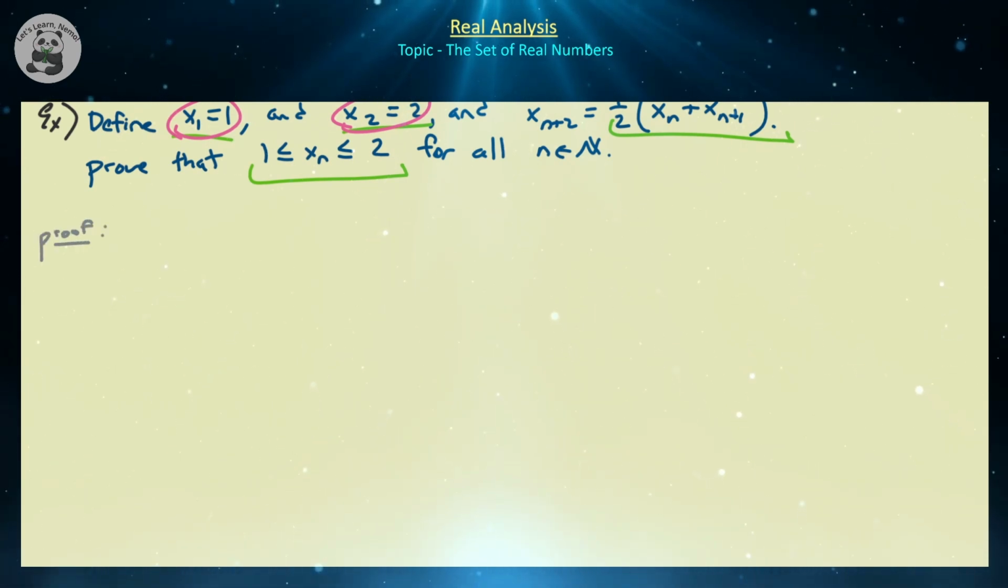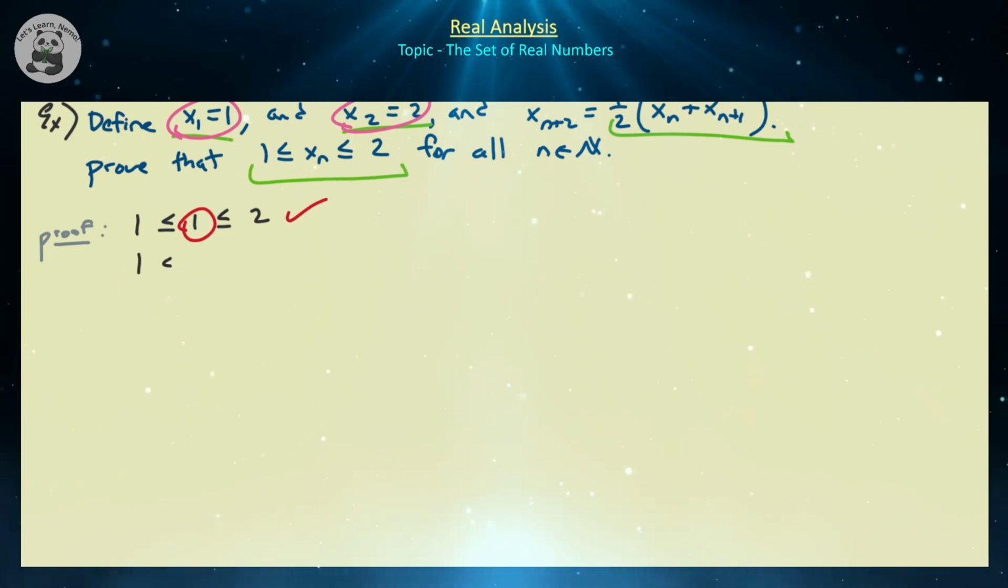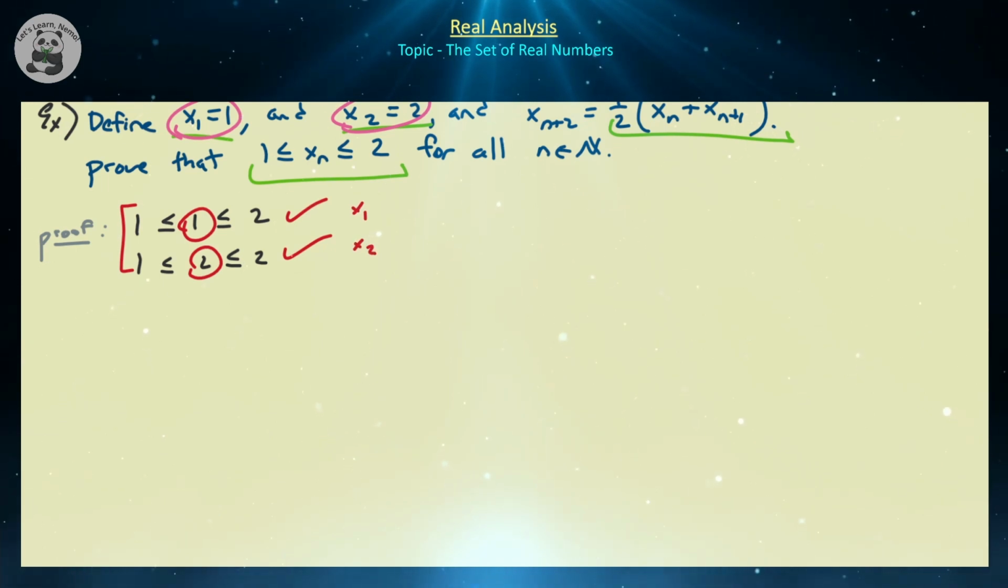So, proof. Let's start off with the basic principle of mathematical induction, showing that the base case is true, right? So 1 is less than or equal to x1 is less than or equal to 2. So 1, of course, is our target here, and that's trivially true. So let's do 1 less than or equal to the next term, 2, less than or equal to 2. So is 2 between 1 and 2? Yes, indeed, that is the case. So that's for x1, that's for x2.